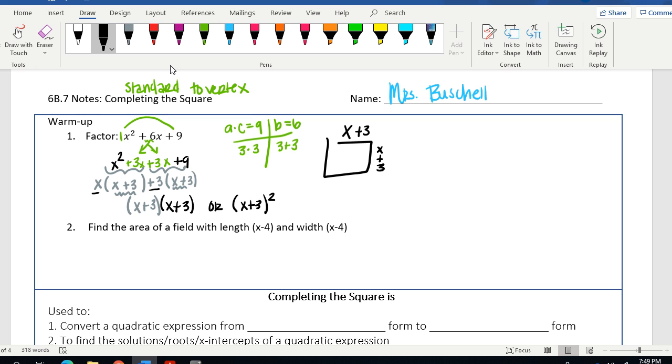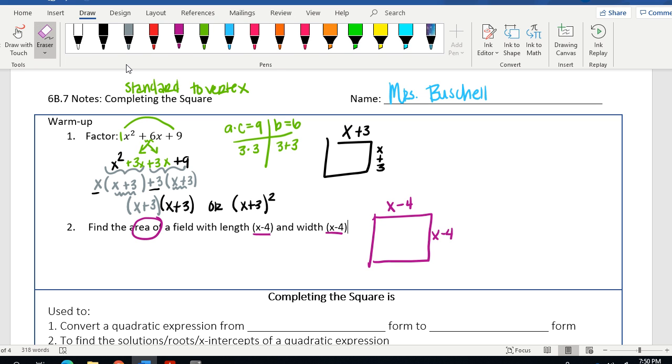All right, so let's go look at number 2. I want to find the area of a field with a length of x minus 4 and a width of x minus 4. Again, my side lengths are the same, so this is really creating a square. To find the area, we're actually going to multiply these. So I'm going to bring this width to the side, and I'm going to do the box method: x and a negative 4.